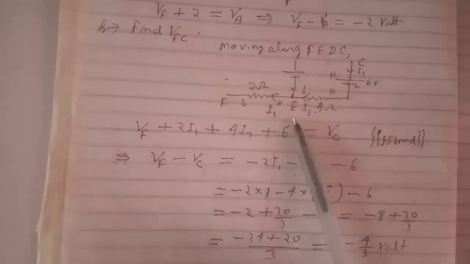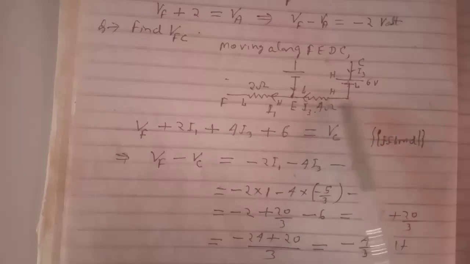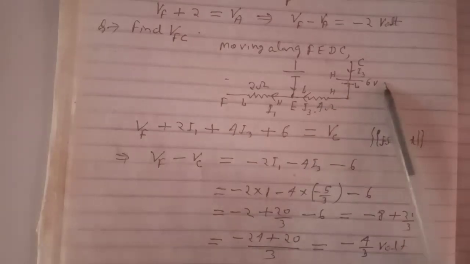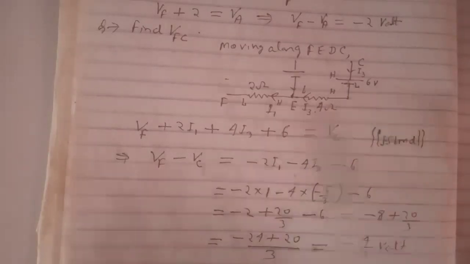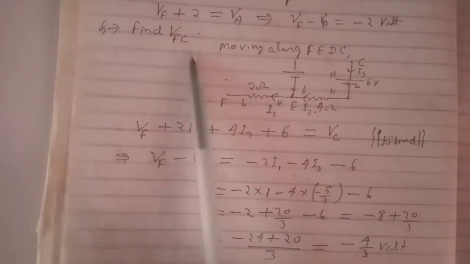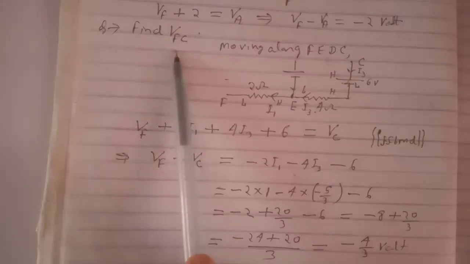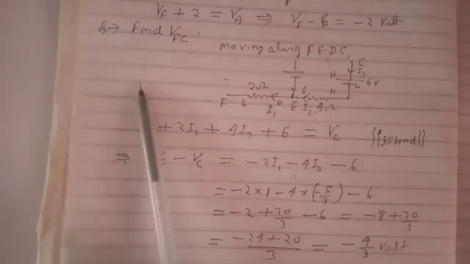Find VFC in the given circuit. This is the part of a previous problem's circuit loop. In this case we know the current here is I3 and this is I1, and the values of I1 and I3 have been calculated in the previous problem. Now we have to find the potential difference between point F and C, that is Vf minus Vc.